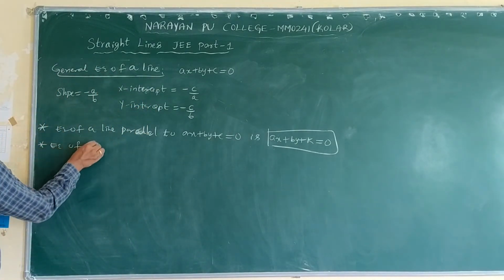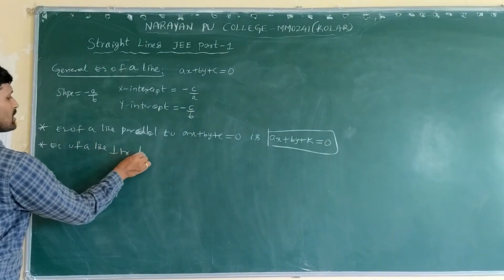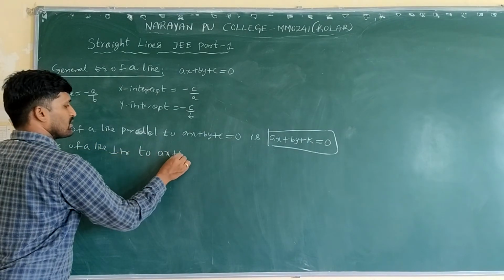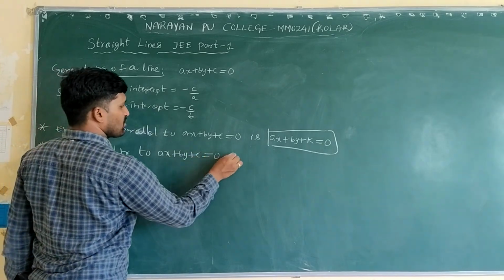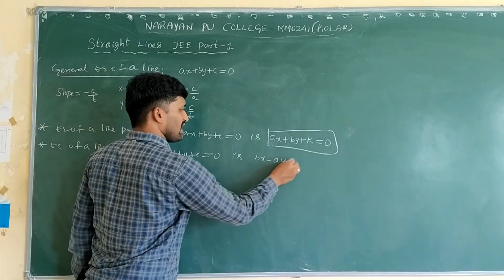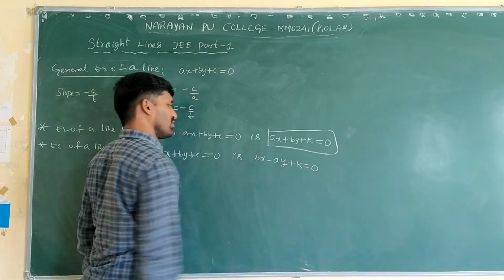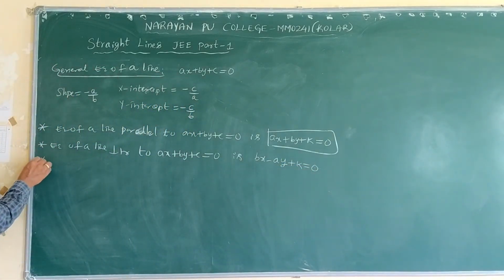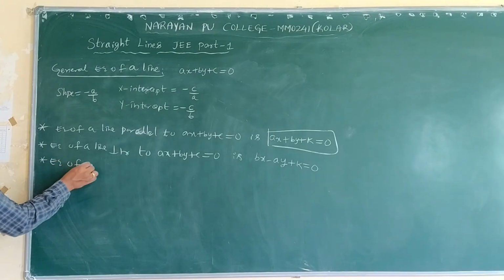Equation of a line perpendicular to the given line ax plus by plus c equal to 0 is in the form of bx minus ay plus k is equal to 0. Okay. Next.